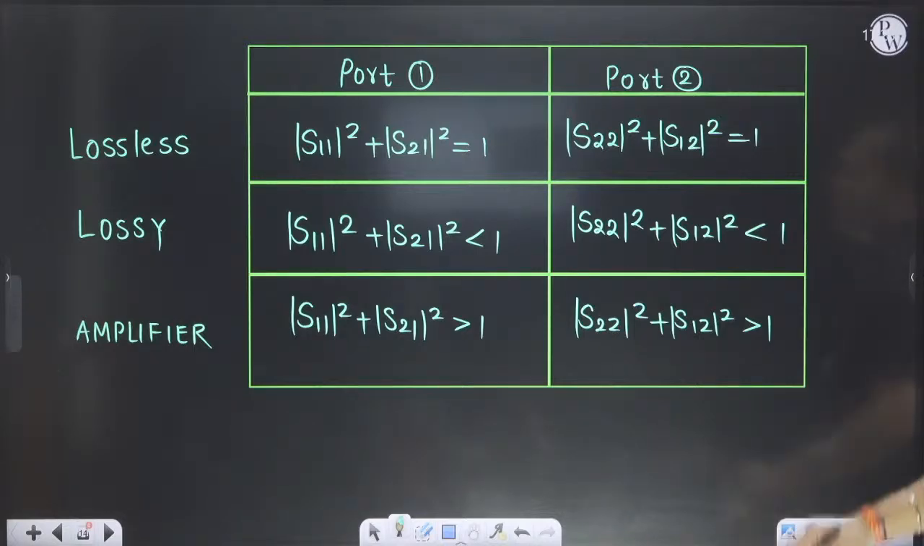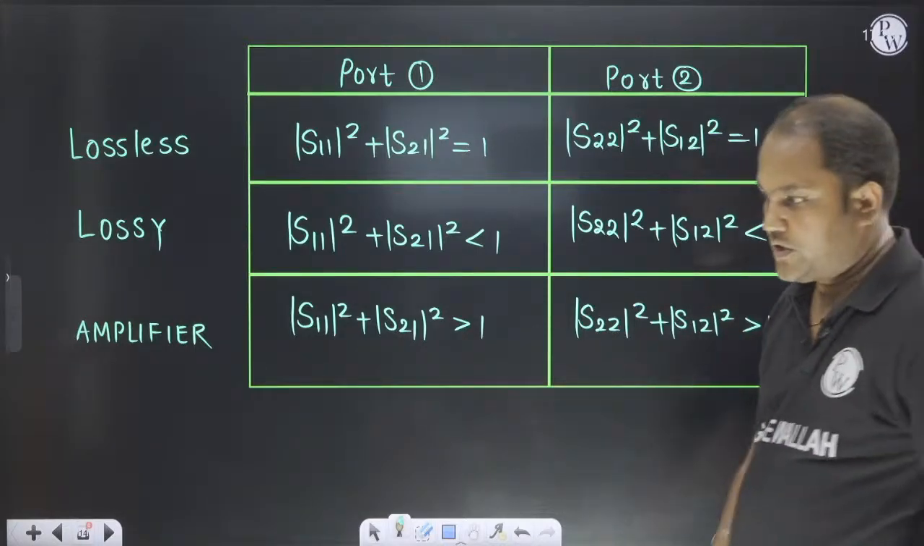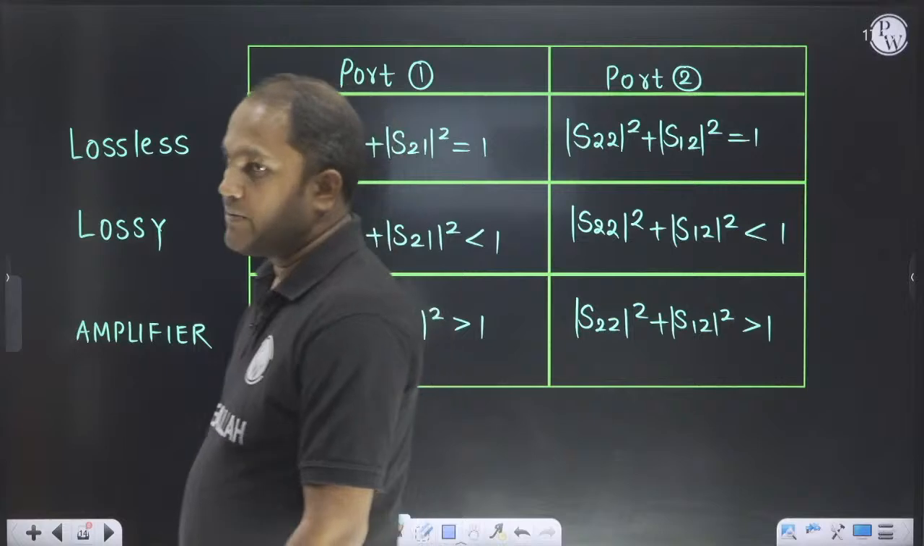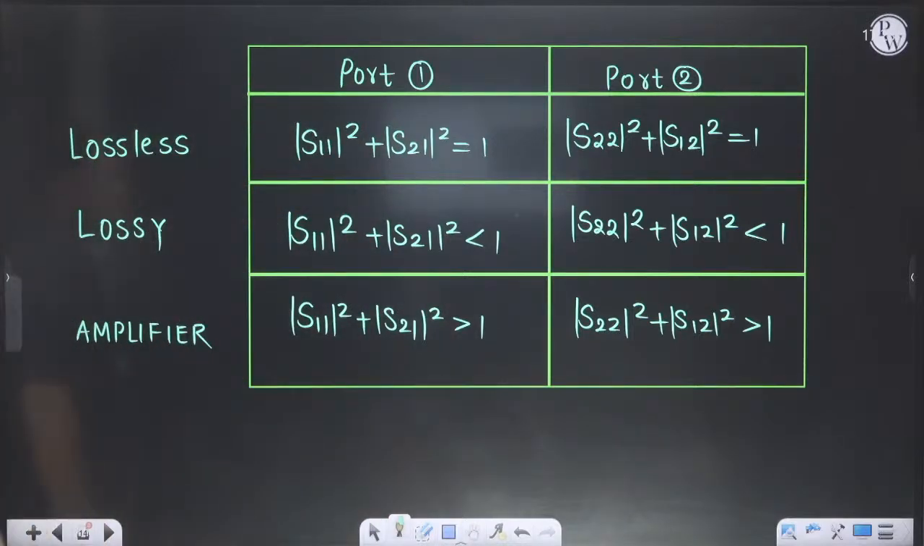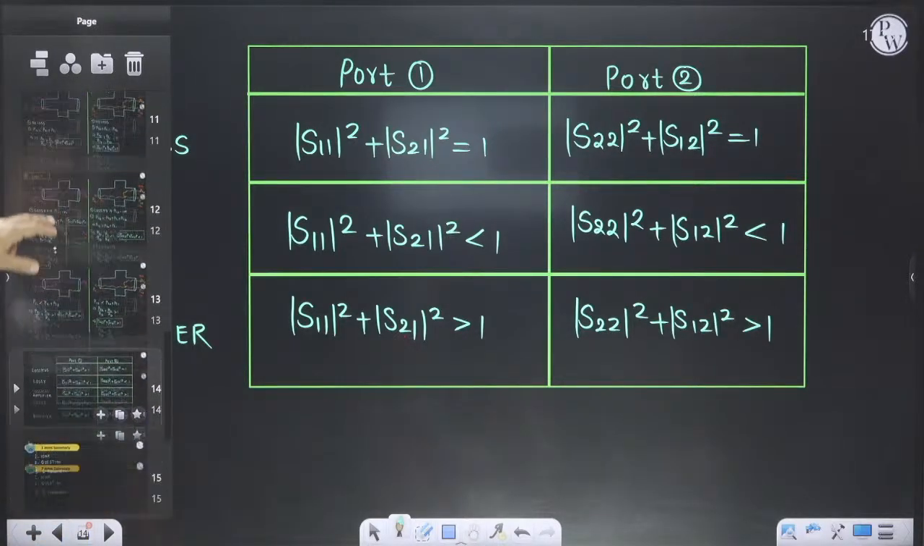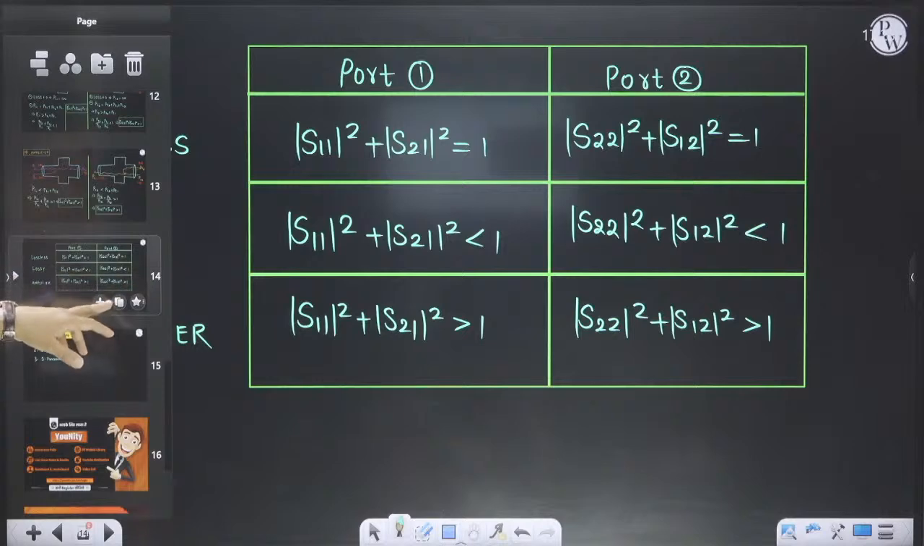So this condition is very, very important, because this question may be asked in the GATE exam. Why? Because this is a very good question, and in S parameter they always ask new questions.